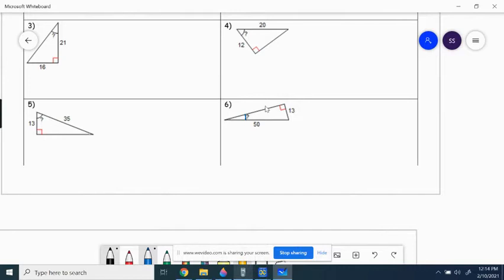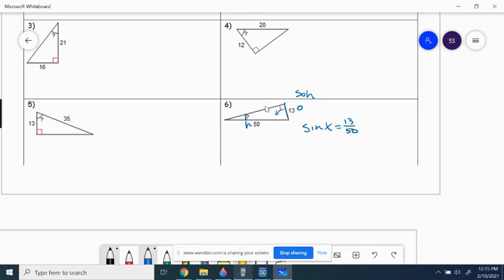All right, for 6 we're going to look at this angle. Let's label everything out. This side length here is across from the angle, so this is the opposite side, and across from the right angle is our hypotenuse. So it looks like we're going to be using OH. That would be the sine of x is equal to O over H, so it's 13 over 50.